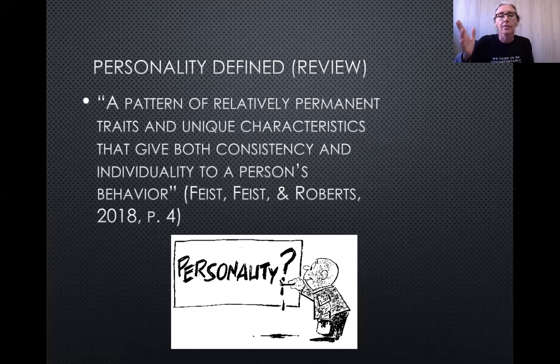So the technical definition of personality is a pattern of relatively permanent traits and unique characteristics that give both consistency and individuality to a person's behavior. So let's break that down a little bit. First of all, we're talking about a pattern. What we see when we observe people is that they consistently behave in a certain way. So these are observable behaviors.